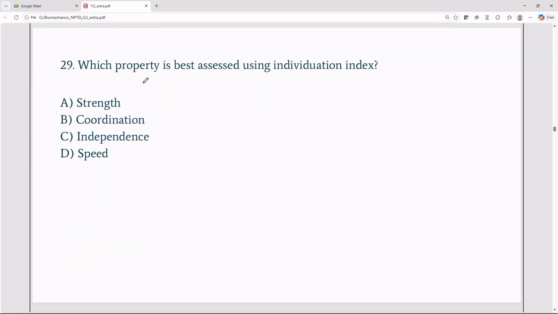Next question. Which property is best assessed using the individuation index? Options are option A, strength, option B, coordination, option C, independence, option D, speed. So which property is best assessed using the individuation index? Is it strength, coordination, independence, or speed?